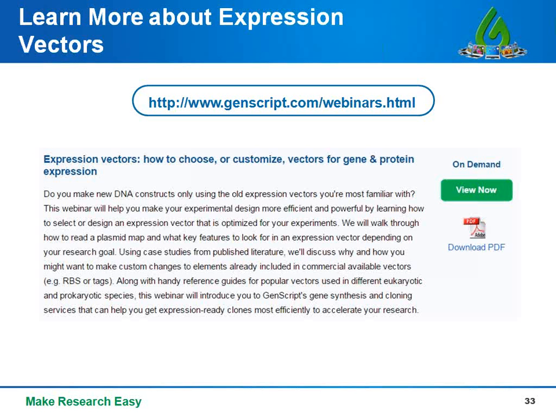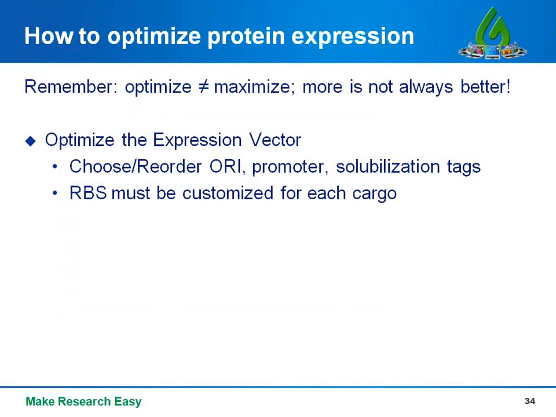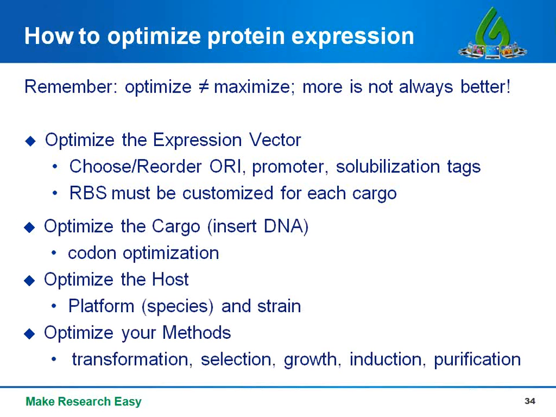The ones that I selected to run through here are the ones that are most often optimized either by swapping to a new expression vector or making changes to the vector that you're using. So that's been a bit of a tour de force. I just want to back up a little bit and summarize how to optimize protein expression.